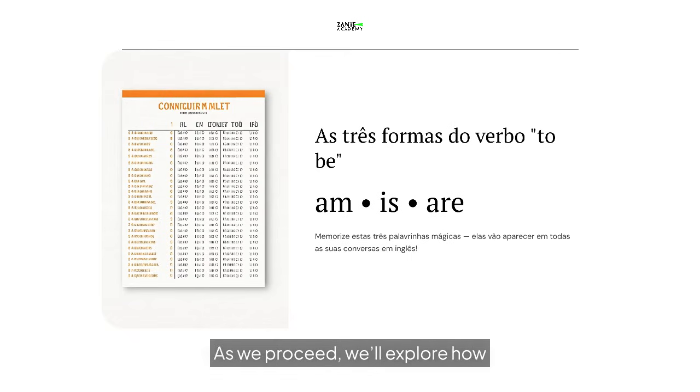As we proceed, we'll explore how to use these forms in different types of sentences, including negatives and questions. This understanding will empower you to express yourself more clearly in conversations. So let's dive deeper into how we can use am, is, and are effectively.